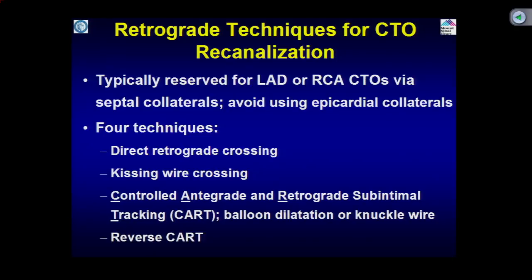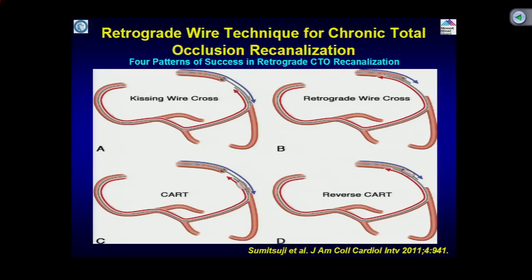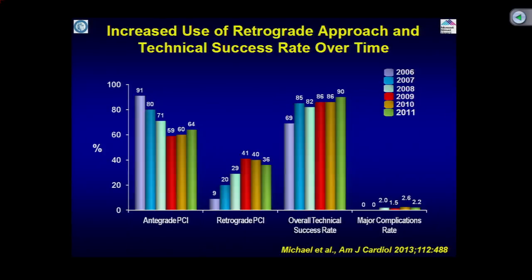And the 4 techniques of the retrograde: direct retrograde crossing, kissing wire, then controlled antegrade and retrograde subintimal tracking, which we call CART, and the reverse CART. These are very nicely exemplified in a review article published by our Japanese colleague in JACC a few years ago. The kissing wire, the retrograde wire, the CART and reverse CART, basically using all our available techniques in order to get into the subintimal space if you cannot easily get retrogradely in by the wire technique.